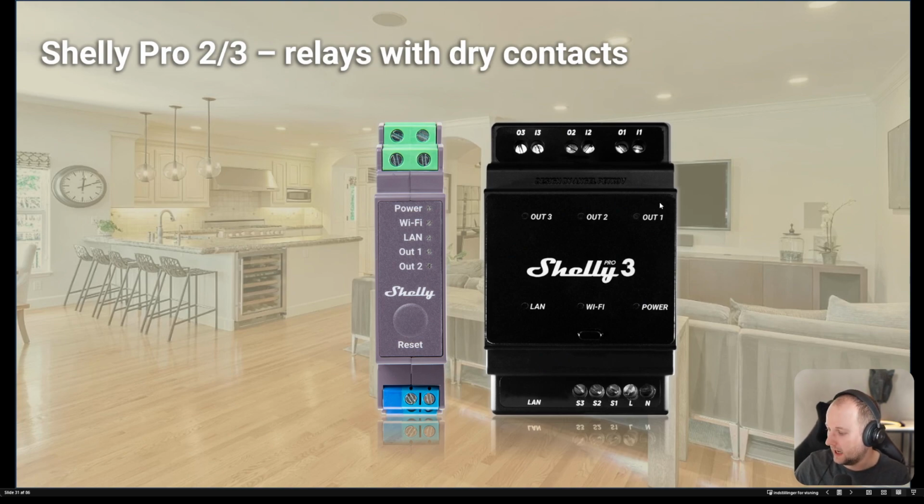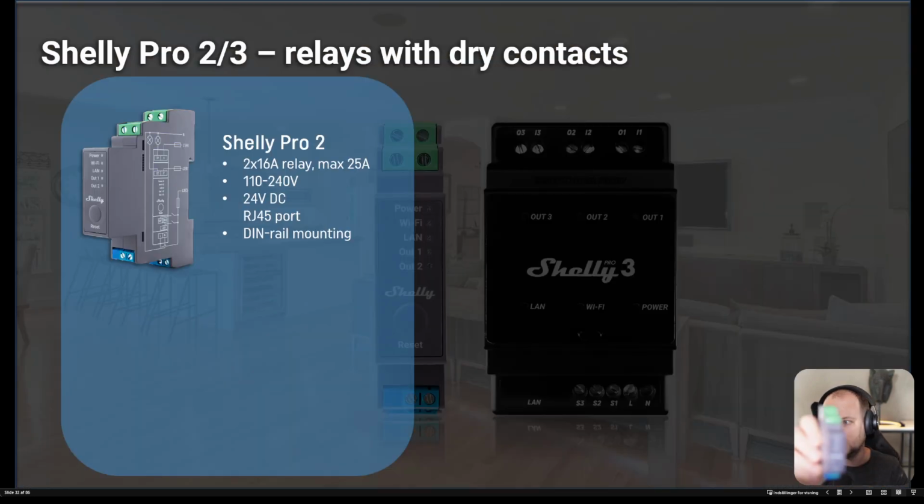Good. We have 2 more relays for DIN-rail, the Pro 2 and the Pro 3. Basically they have the same functionality. The left one is a 2-channel relay, and the right one is a 3-channel relay. The first one here is the Shelly Pro 2, a DIN-rail relay with 2 times 16 amp relays built in. It has dry contacts, so you can actually have 2 different phases on the output here if you want to do that.